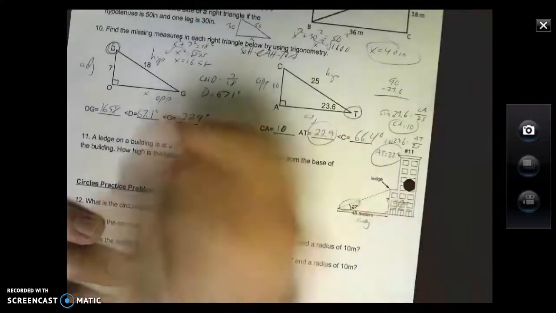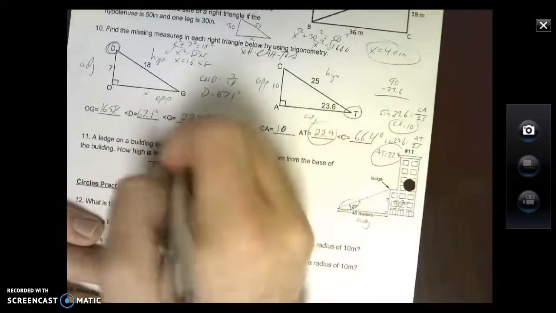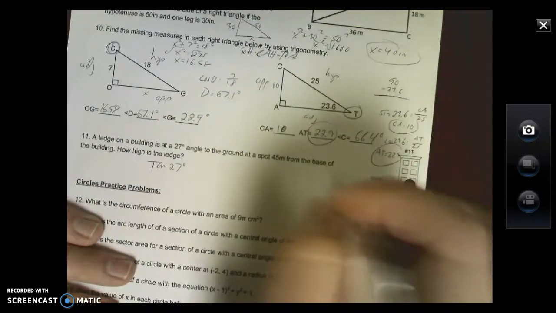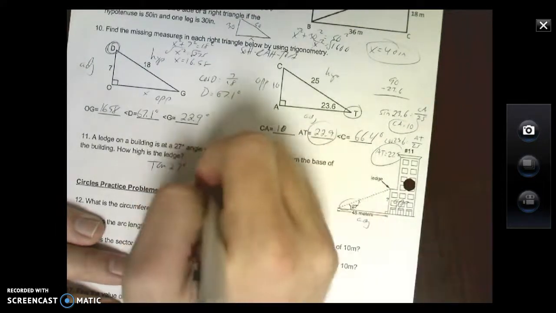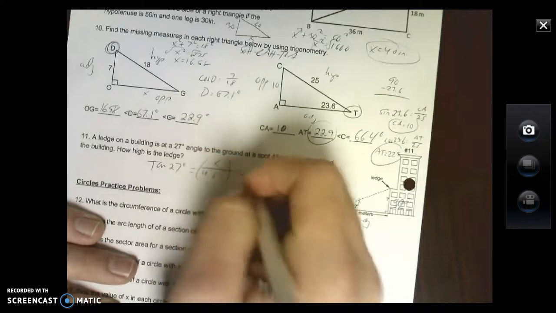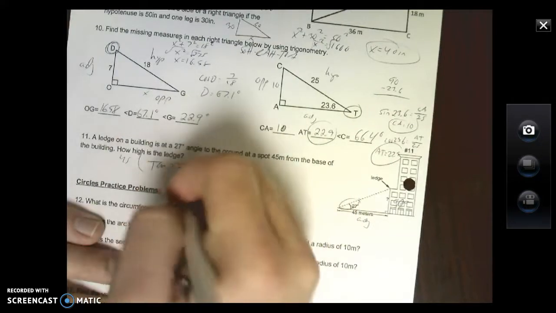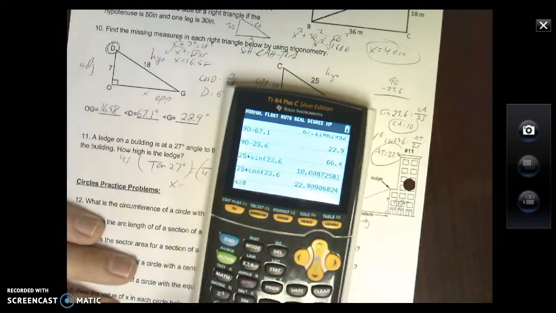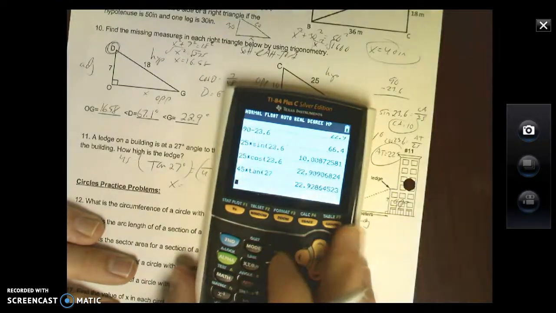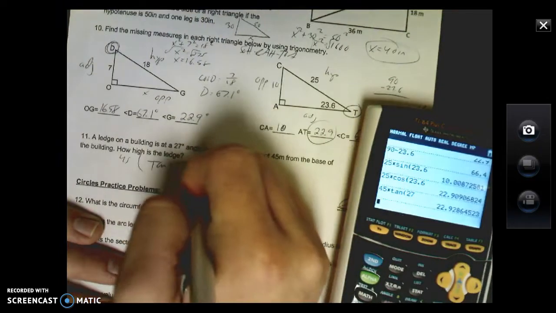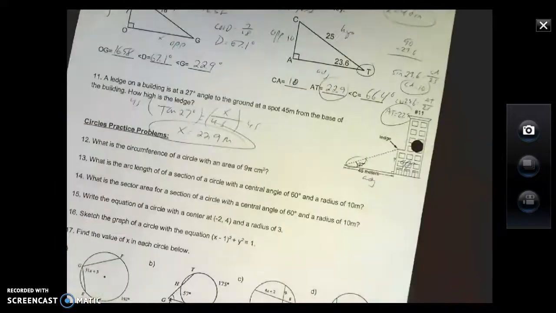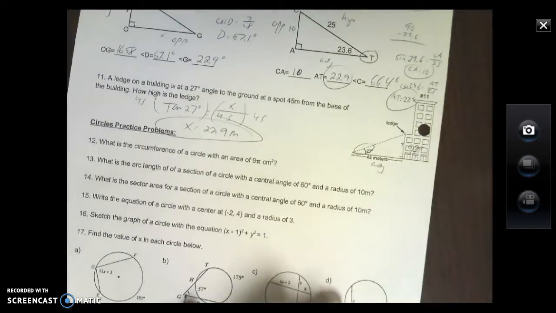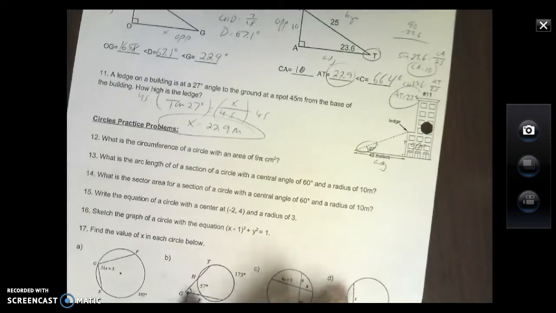Tangent. So tangent of 27 degrees equals, I'm going to call the opposite x, just so I don't know it, over 45. I can multiply both sides by 45. x equals 45 times tangent 27, 22.9 meters. Okay, cool.